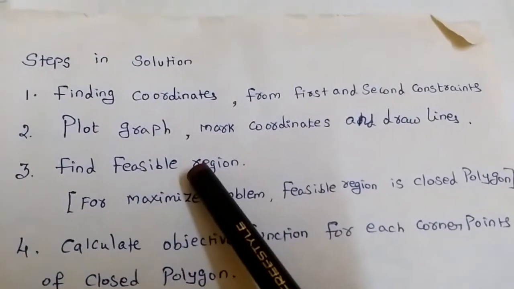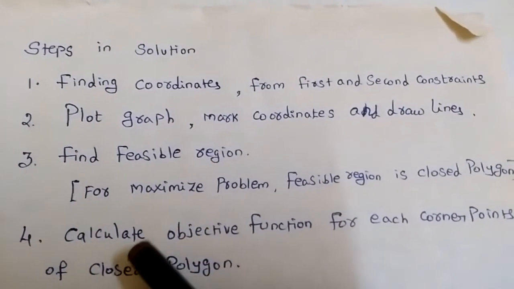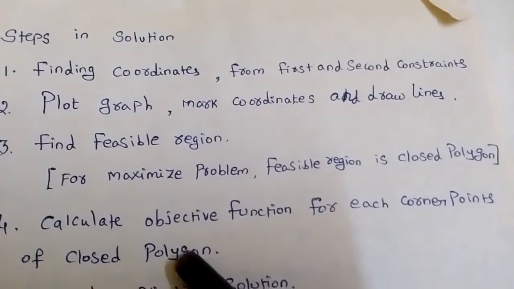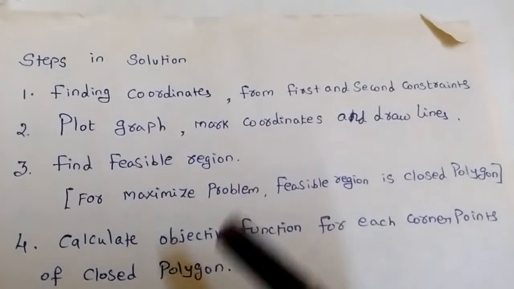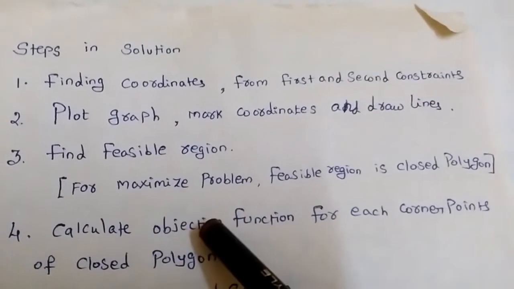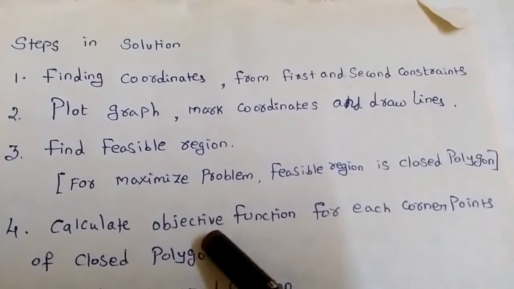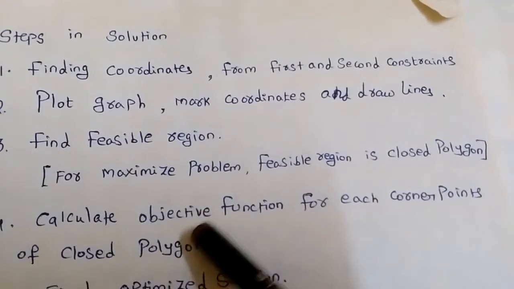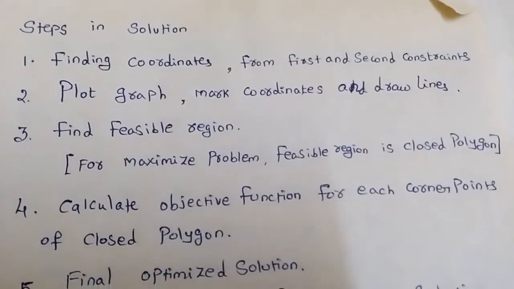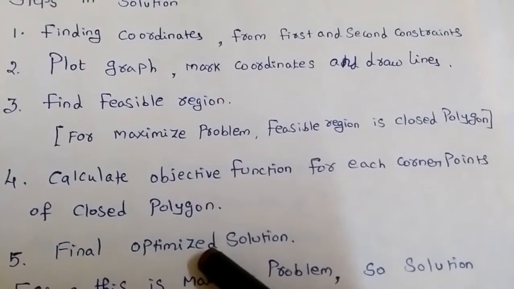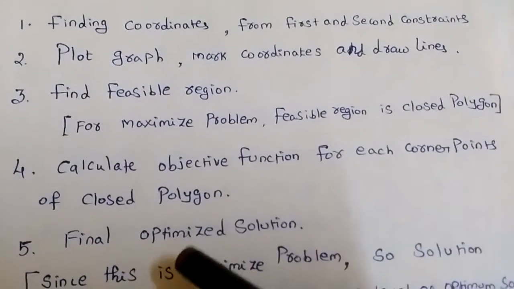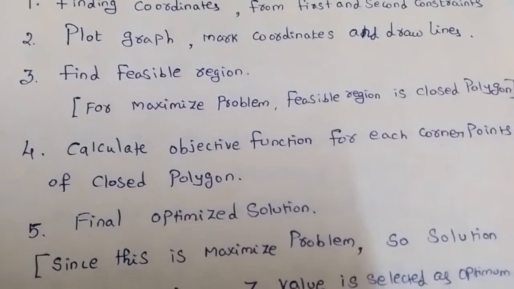Then after obtaining the feasible region, calculate the objective function for each corner point of the closed polygon. So closed polygonக்கு corners கிடைக்கும் இல்லையா, அந்தந்த cornersலையும் வச்சுக்கிட்டு z value, the objective function value, we are going to calculate for each corner point x1 and x2, and the final optimized solution is arrived at the final step. After calculating this objective function, we are arriving at the final optimized solution.